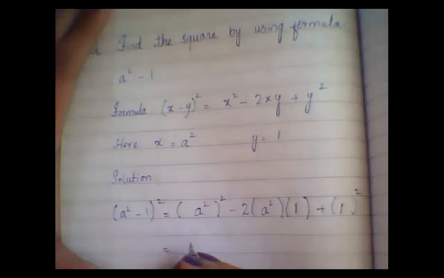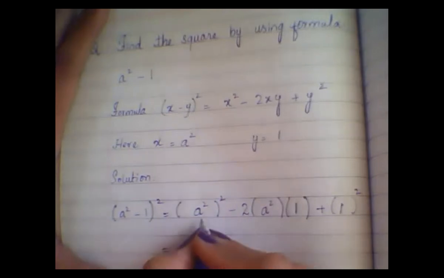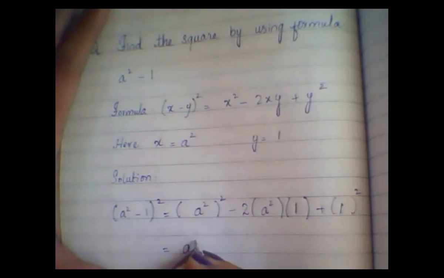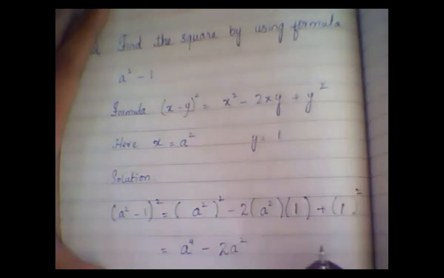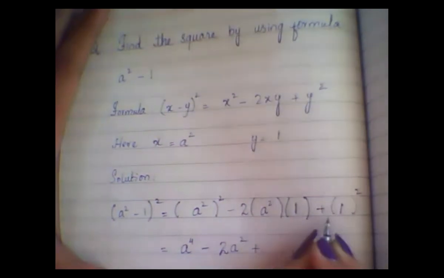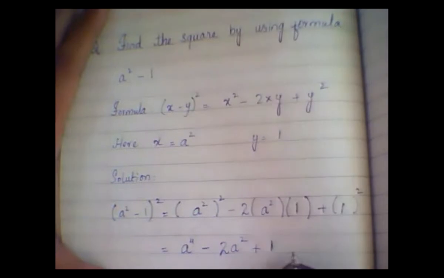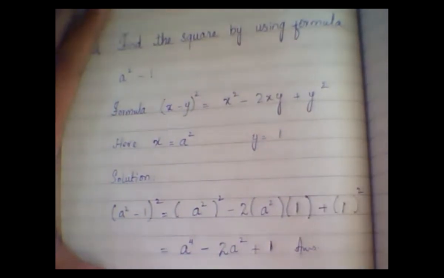Zuhaib, are you there with me? Beta, we have to copy down the second term also. Yesterday you gave me the wrong answer. Please make the correction. Now, (a square) whole square means a square multiplying twice, that means a square into a square. When bases are the same, powers will be added. We get a raised to the power 4. Then minus 2 ones are 2a square. Then plus 1 into 1 is 1. Answer. Is this question clear to you?